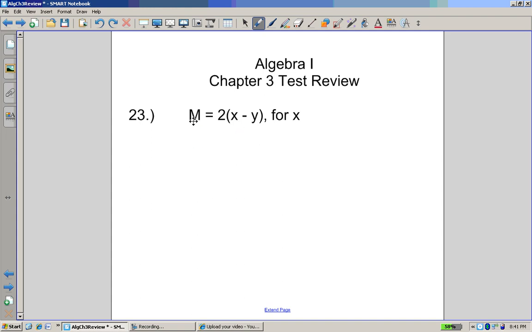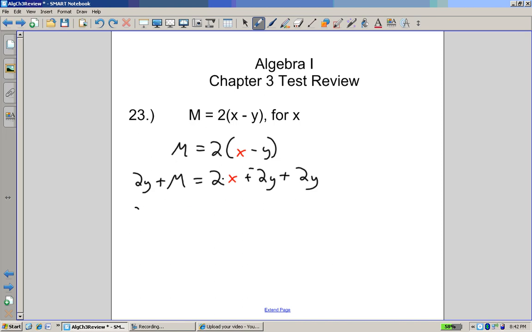This and one more. So X is my special. We have M equals 2X minus 2Y. I'm going to keep change here. Again, two steps. First, add the opposite, then divide. So we're going to add 2Y to both sides. And divide by 2.